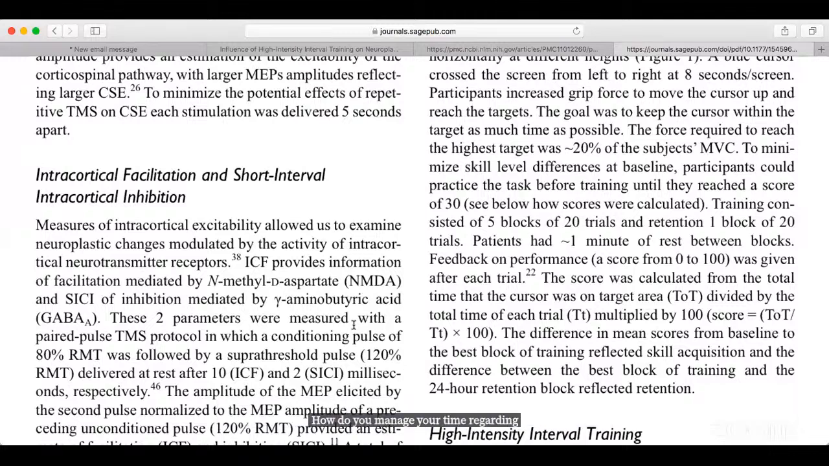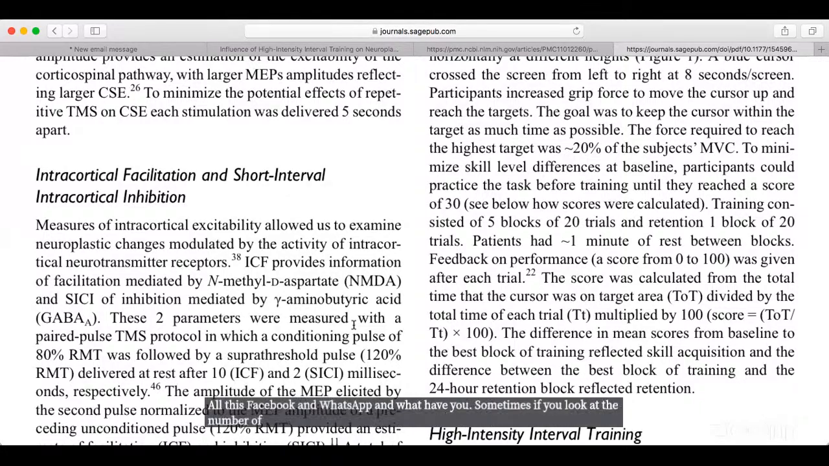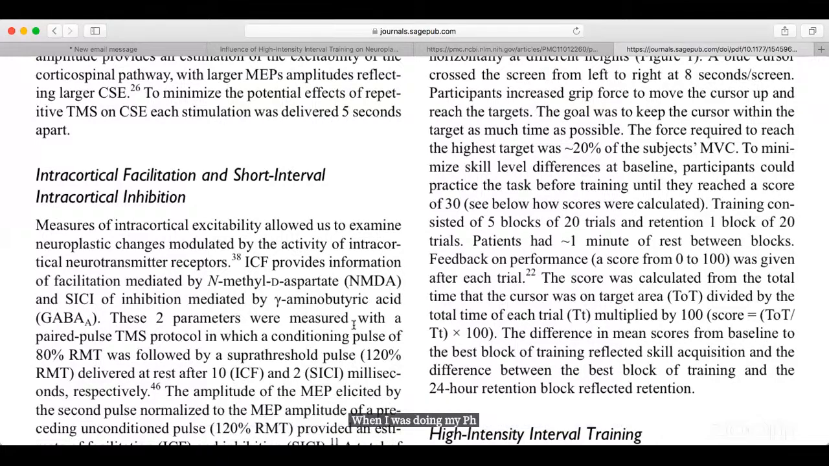How do you manage your time regarding EBP? It's just a daily thing. How long does it take you to browse on social media? All this Facebook and WhatsApp and what have you. Sometimes if you look at the number of minutes, when I was doing my PhD, I think I told you maybe on Saturday on another forum, I said that time I really was not into social media at all.